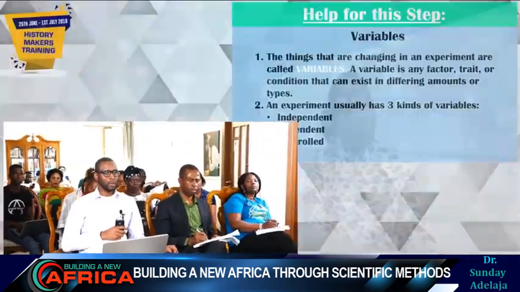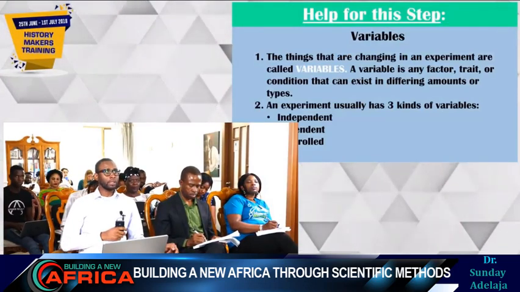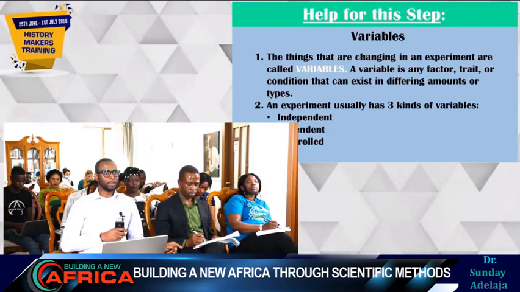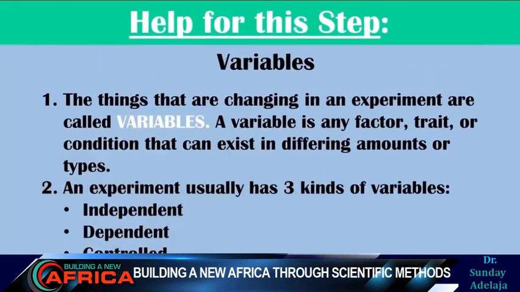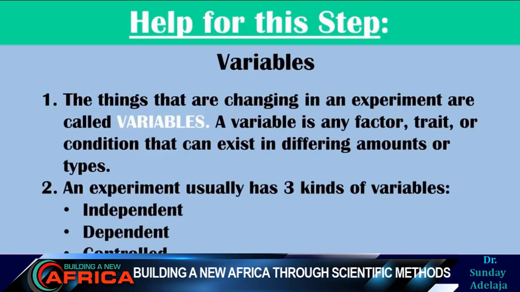Yes, please. Number one, variable. The things that are changing in an experiment are called variables. A variable is any factor, trait, or condition that can exist in differing amounts or types. In an experiment, that means changing. You can change the factors, you can change the elements, or you can put different measurements to the variables. Number two, an experiment usually has three kinds of variables: independent variable, dependent variable, and controlled variable.